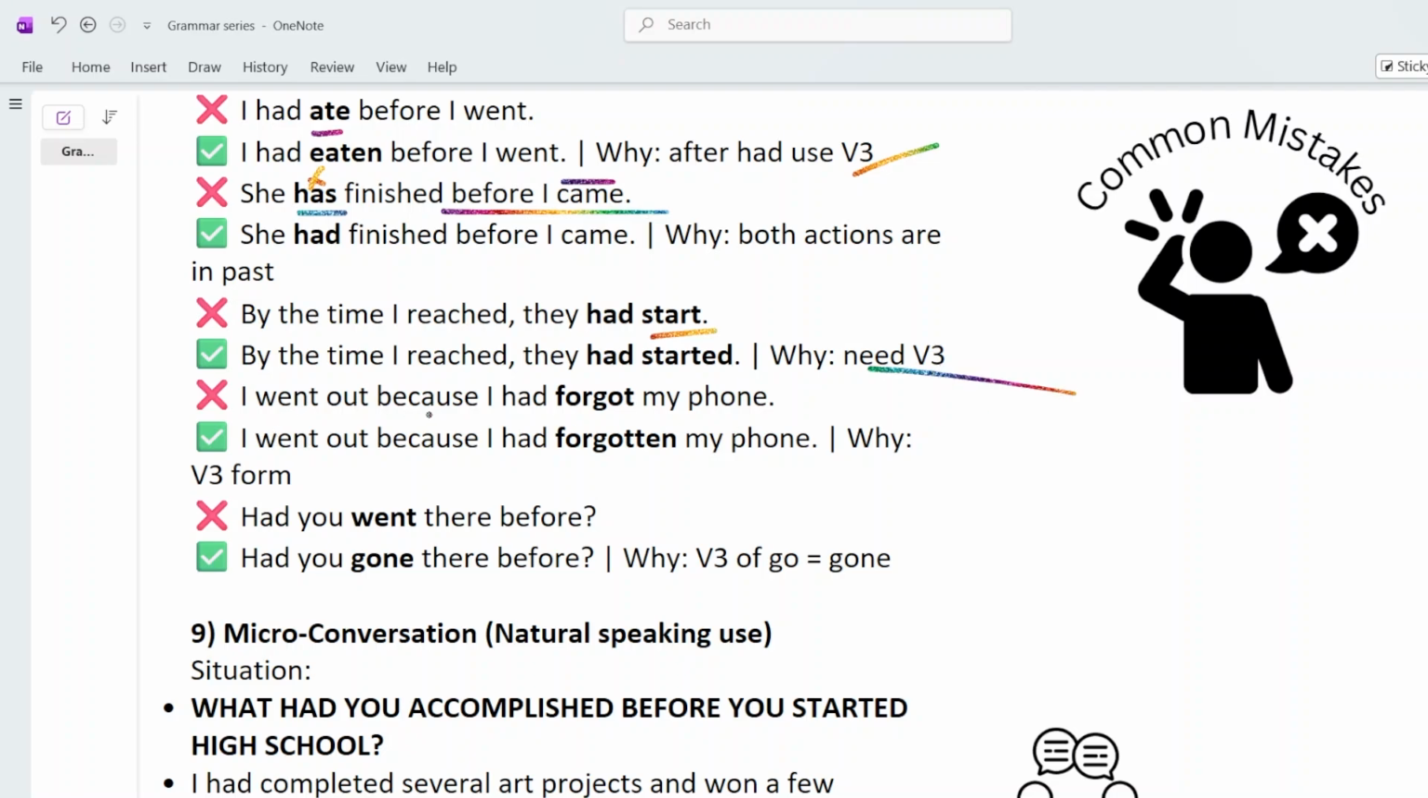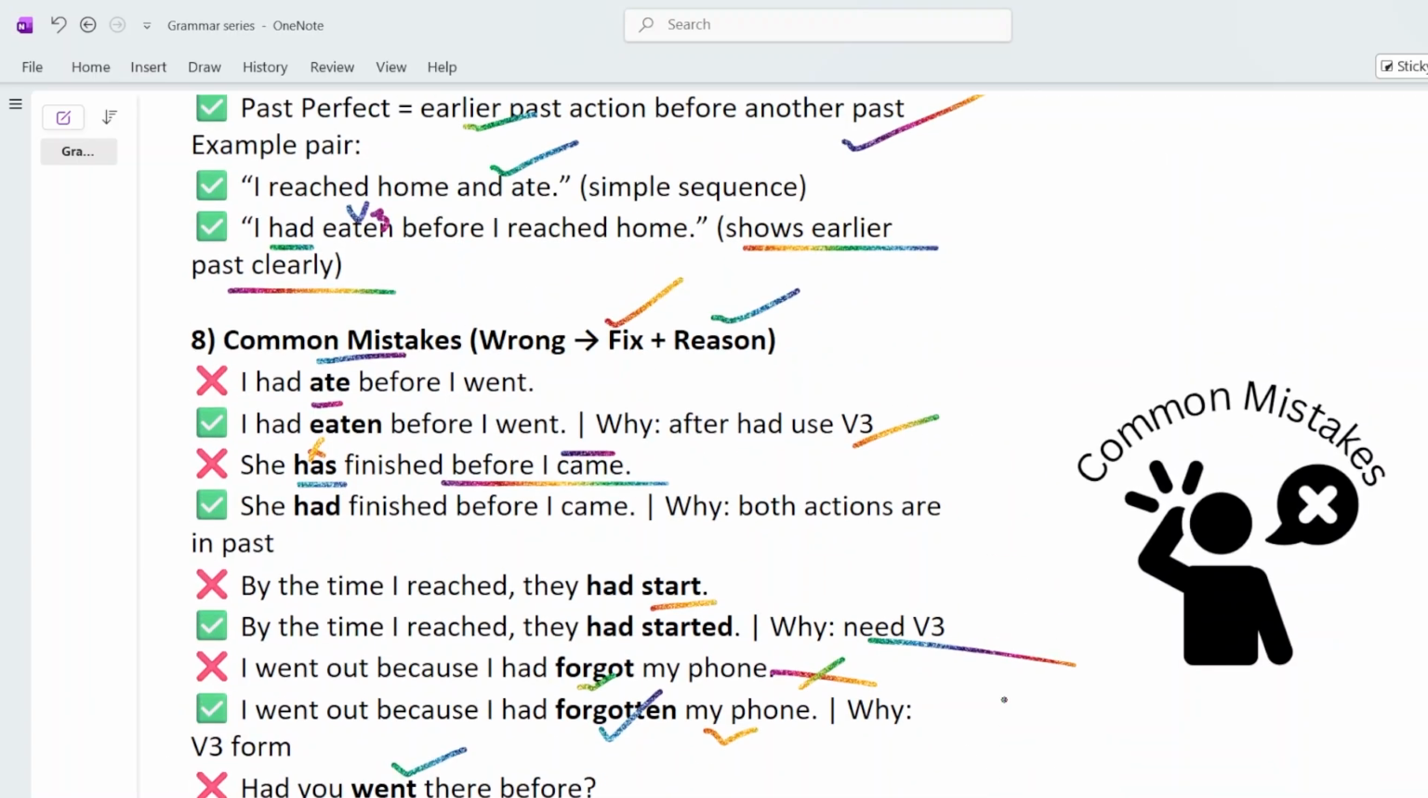I went out because I had forgot my phone. Again, the same thing. Forgot is not the V3 form. Forgotten is the V3 form. So I went out because I had forgotten my phone at home. Okay. Why? Because V3 form has not been used here. This is incorrect and this is the right sentence. Had you went there before? No. Here, went again is not the V3 form. The V3 of go is nothing but gone. So instead of using went, we are going to be using gone.